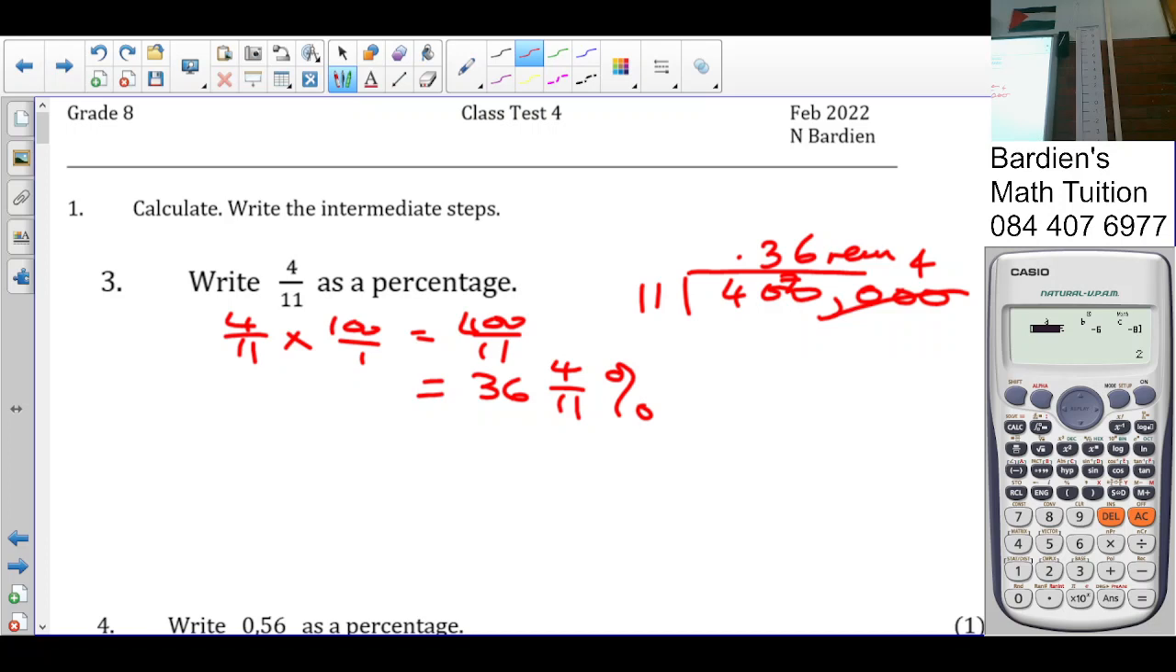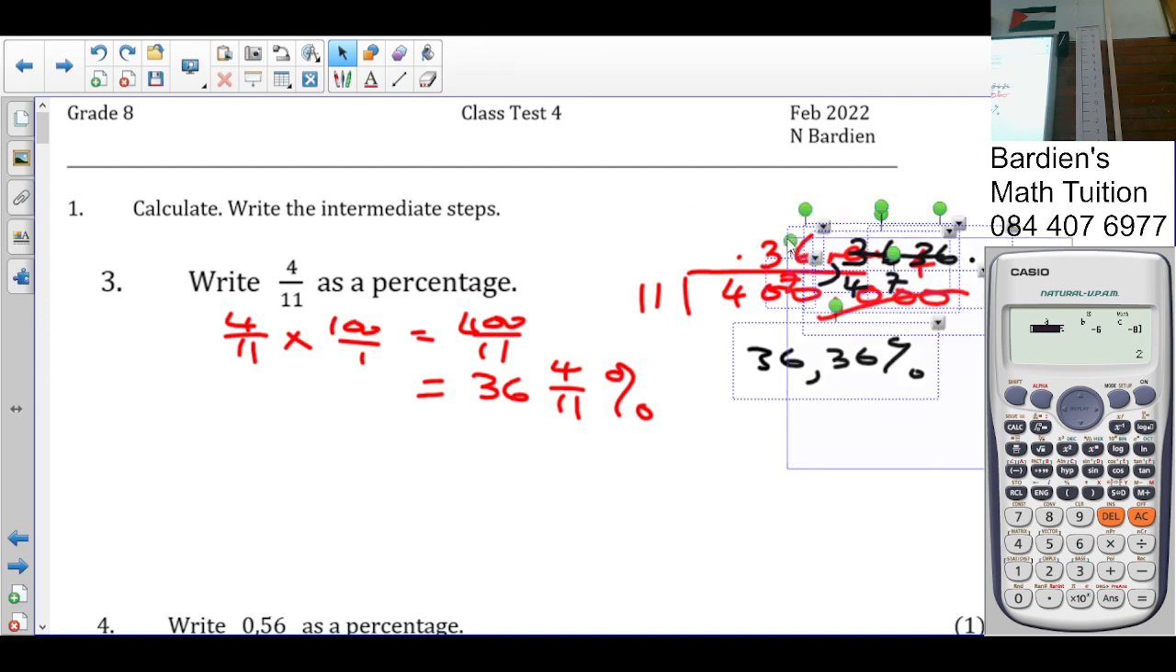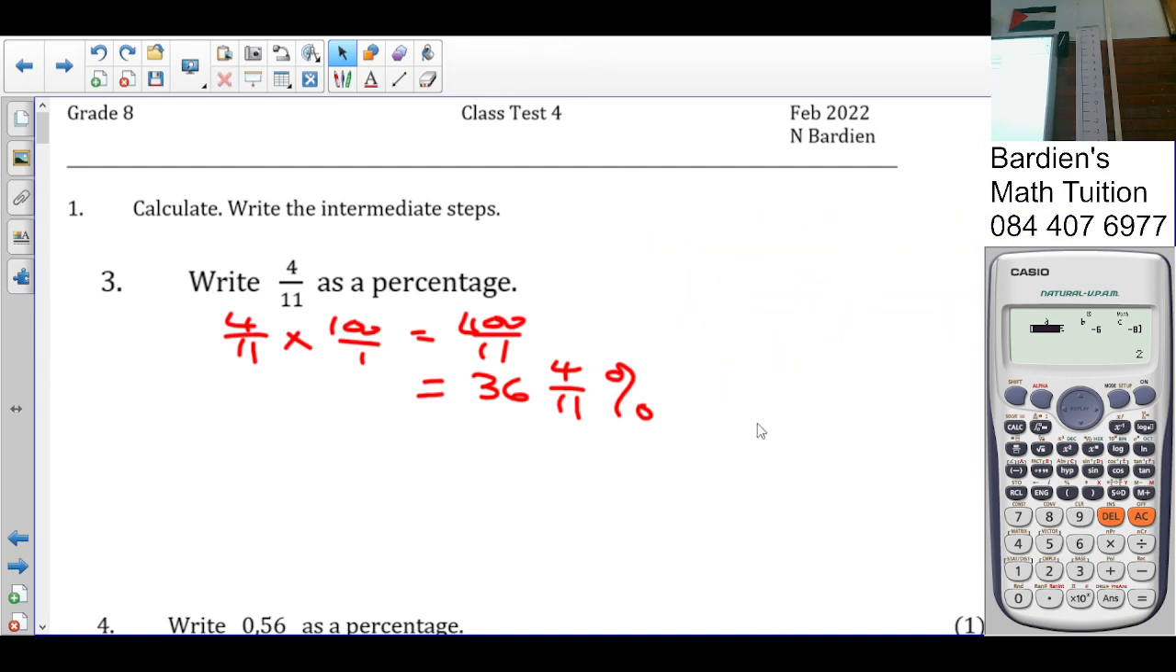If I had gone and written it as a decimal, then the remainder 4 would simply be the carry. It goes 3. What's remaining? 7. It goes into 6, 3, 6, and so on. So that's going to be 36.36%. Is that correct? Yes, okay. That's that.